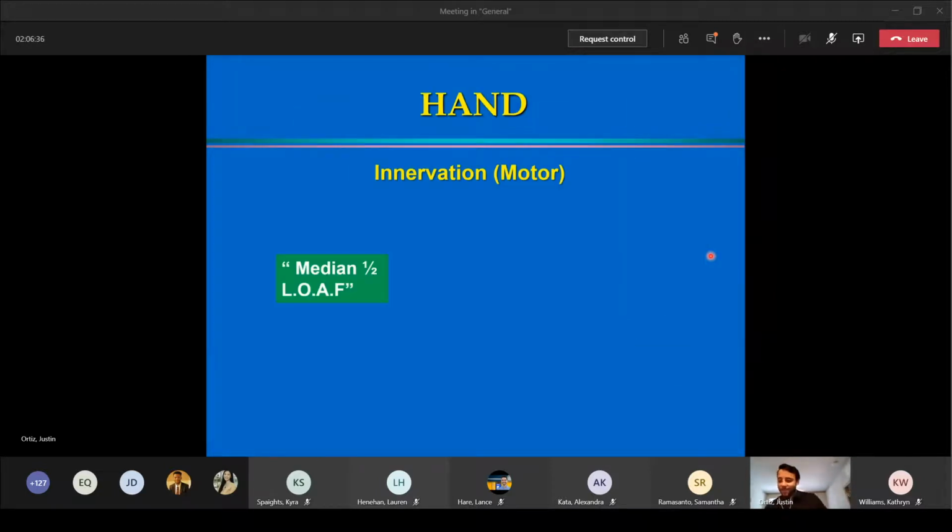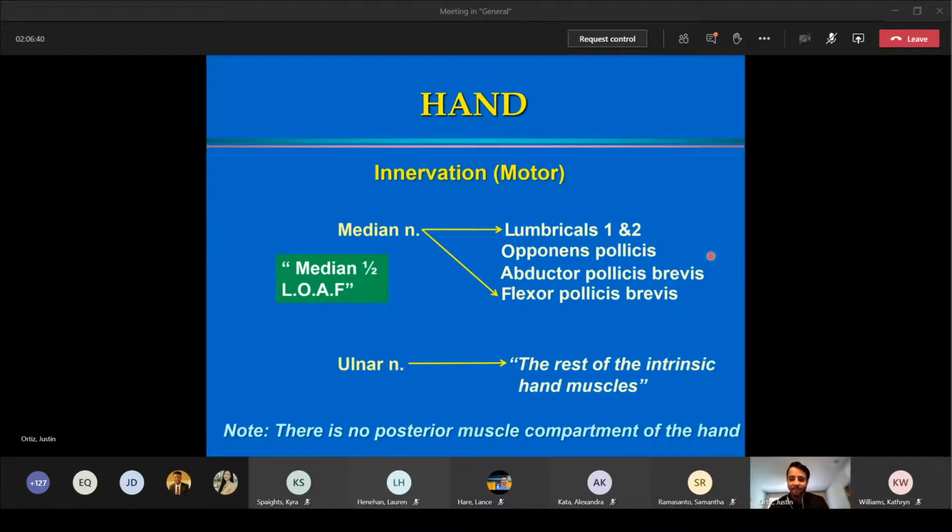All right. So here's going to be the innervations of the hand. You have the median nerve, and the best way to remember that is median 1/2 loaf. What that means is that the median nerve is going to innervate lumbricals 1 and 2, that's what the 1/2 stands for, as well as LOAF, the OAF.